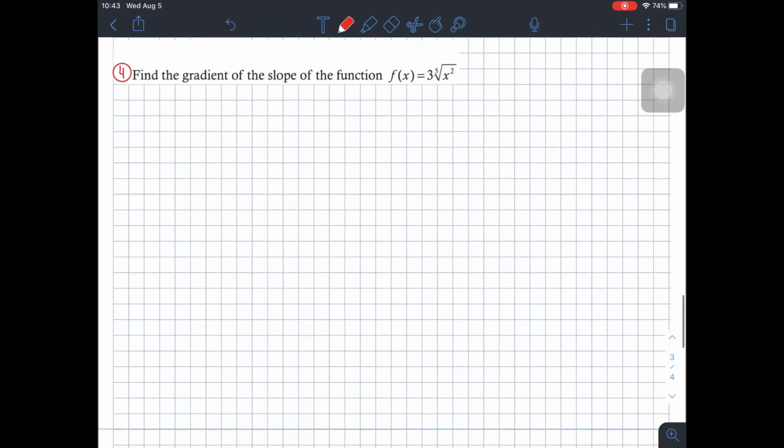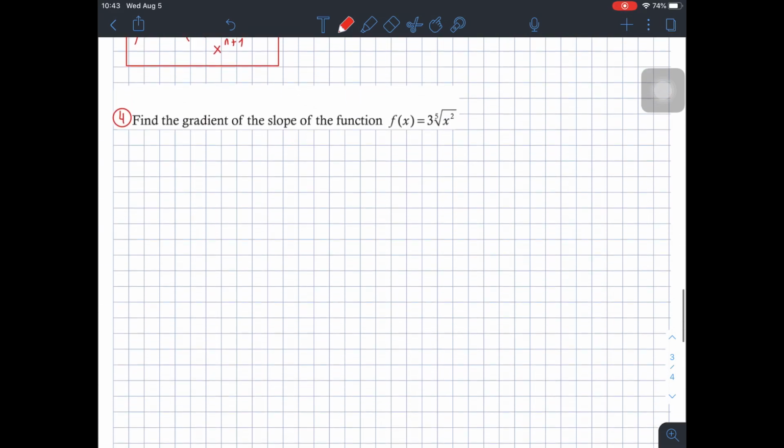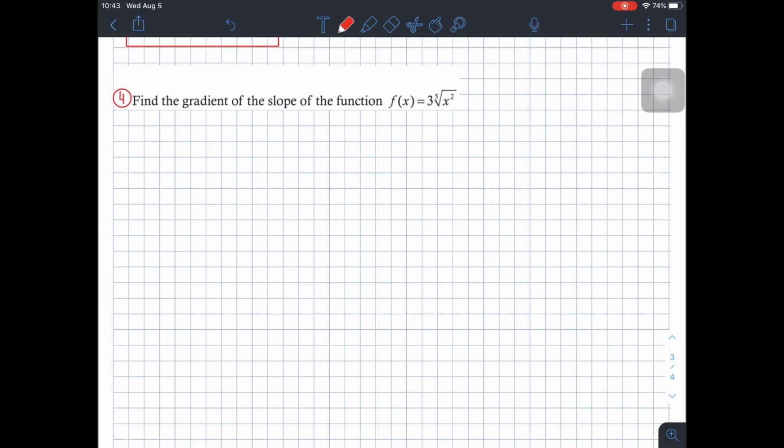Okay, finally, for exercise number 4, it says, find the gradient of the slope of the function f of x equals 3 times the fifth root of x squared. Okay, so we have some tricky words here, right? The gradient of the slope. You should realize that basically what we're being asked with this phrase is to find the second derivative, right?